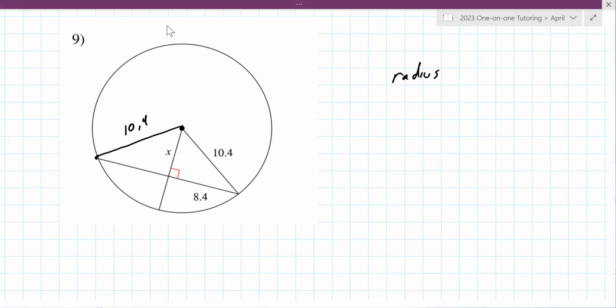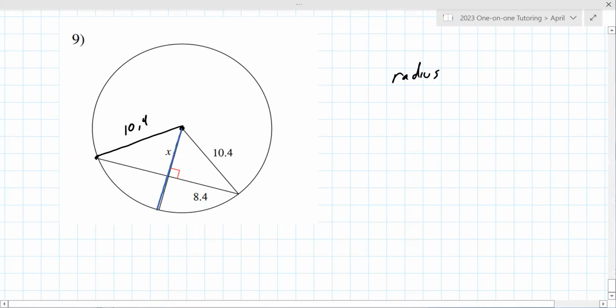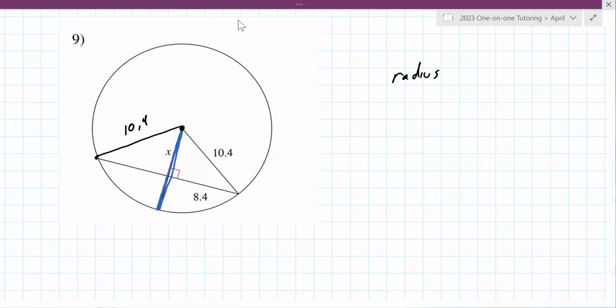Now take a look at this line in blue, and I'm only changing colors just to draw distinction of it. What is the name for that? Would that also be the radius? Yes, yes. A little hesitation, but yeah, it is still the radius. Okay, good.